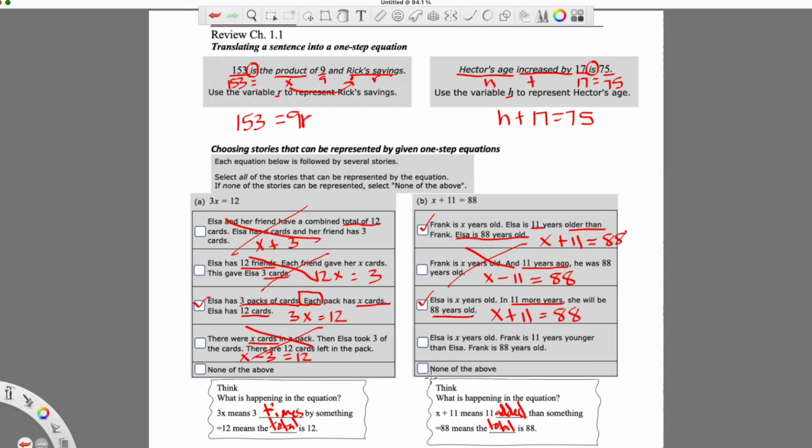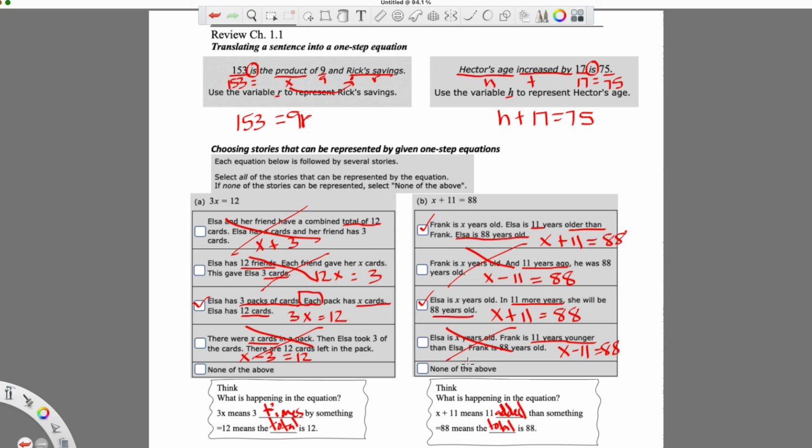All right, Eliza is X years old. So we know how old Eliza is. Frank is 11 years younger than Eliza. So he's younger than X, 11 years younger than that. And he is 88. So the correct total again, but the wrong operator. So this one does not work.